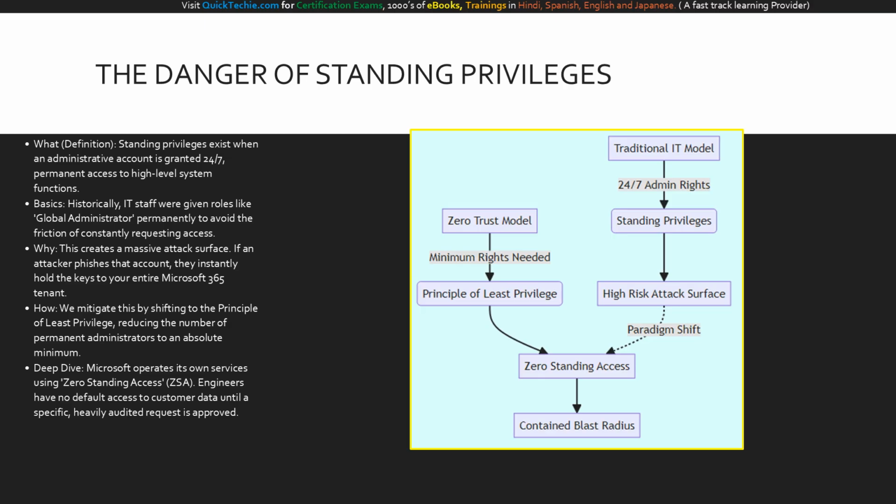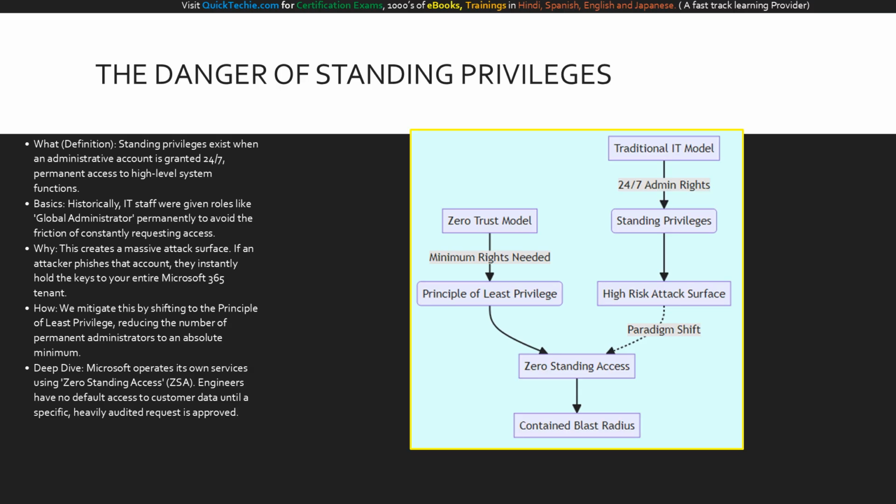Let's look at the paradigm shift illustrated in this flowchart. On the left, we see the traditional IT model flowing into standing privileges. This permanent 24/7 access directly feeds into a high-risk attack surface. An attacker only needs to get lucky once to compromise the entire system.